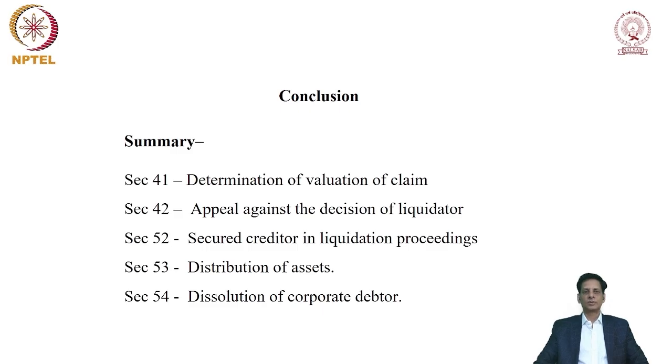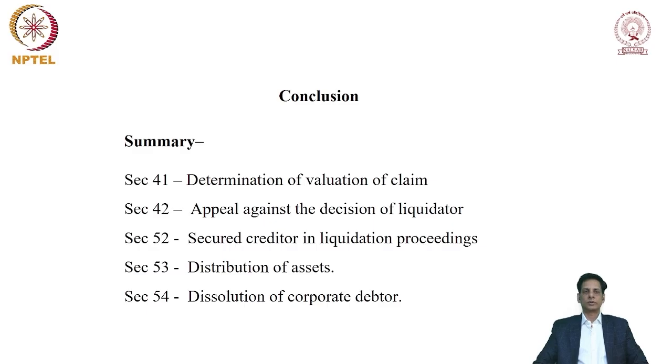This brings us to the conclusion of session 44. We will quickly summarize what we have learned. We've learned 5 sections today, spanning sections 41, 42, 52, 53, and 54. 41 tells us how you determine the value of a claim. 42 tells us how to make an appeal to the adjudicatory authority if you're not happy with the decision of the liquidator in case of a claim.